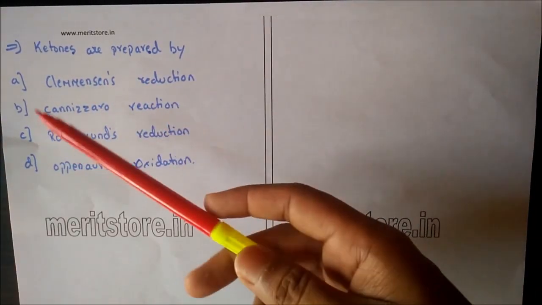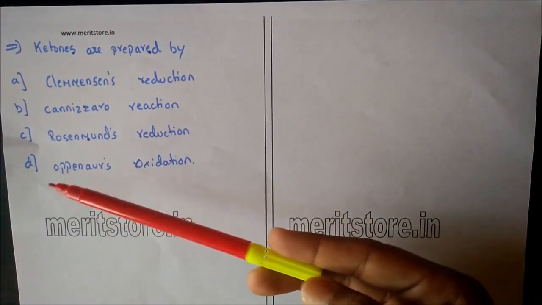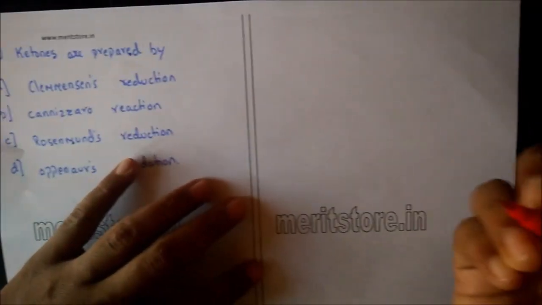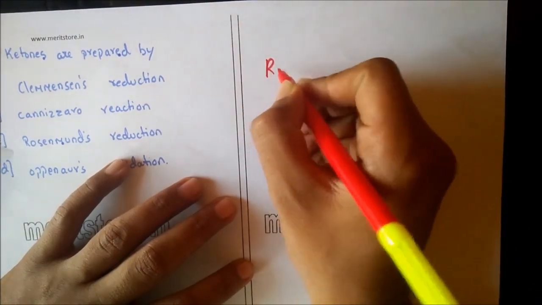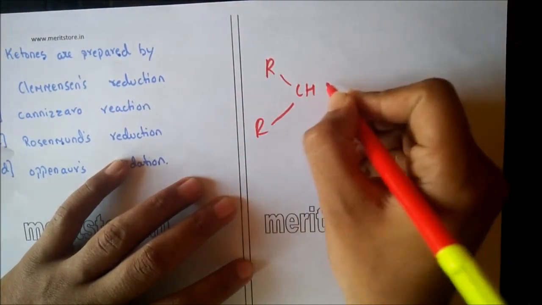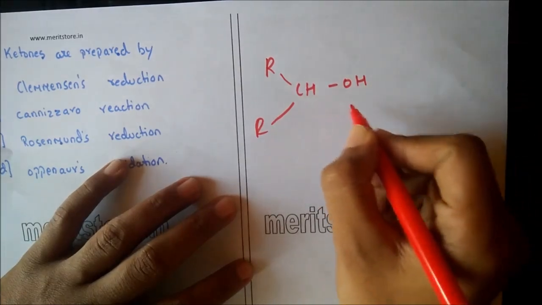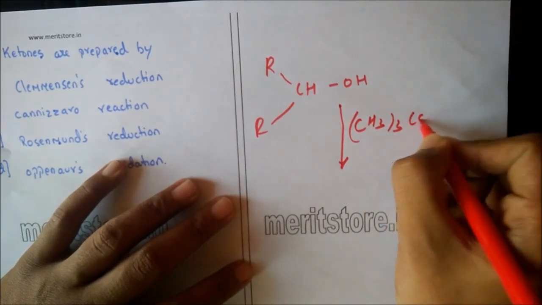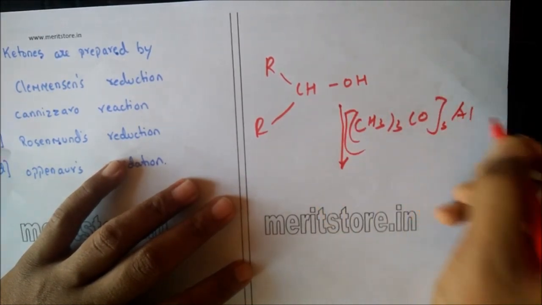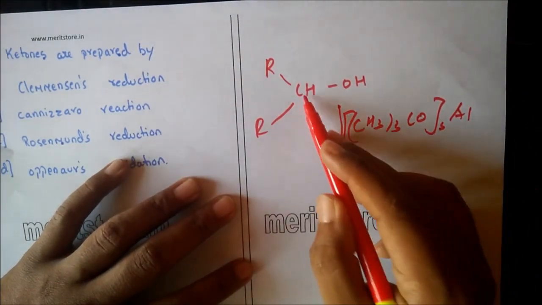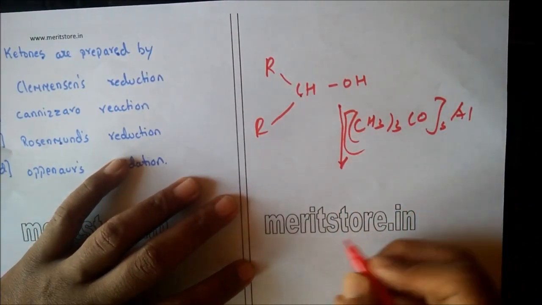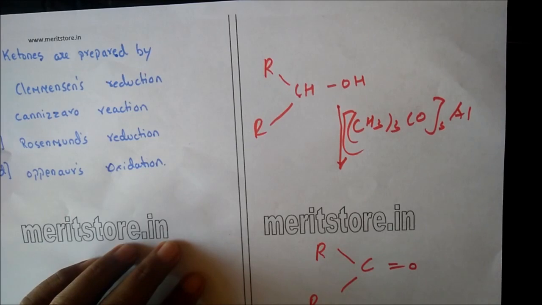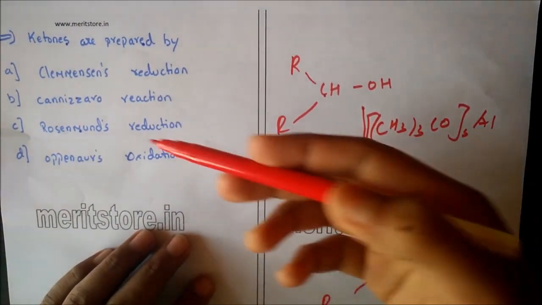Ketones are prepared by A. Clemmensen's reduction, B. Cannizzaro reaction, C. Rosenmund's reduction, and D. Oppenauer's oxidation. Now, isopropyl alcohol, given by RCH(OH)R, reacts in the presence of aluminium tert-butoxide, Al(OC(CH3)3)3. So a secondary alcohol in the presence of aluminium tert-butoxide gives rise to the formation of ketones. Now this reaction is known as Oppenauer's oxidation. So out of the four options, D is the correct answer.